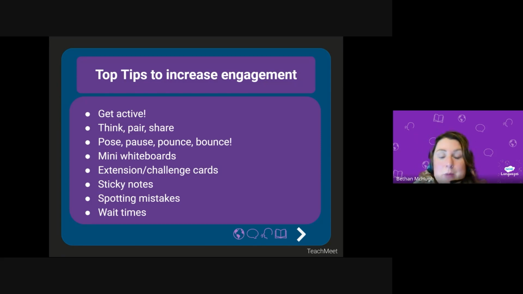Sticky notes, the same as mini whiteboards, are always really great. Spotting mistakes is great. Children love to see teachers making mistakes, so put mistakes on the board for them to spot and to correct. And this can be really helpful as well, because you're modeling a mistake and you're saying, it's okay, I've made a mistake, can you spot it? I don't mind if you make a mistake because I'm making them too.